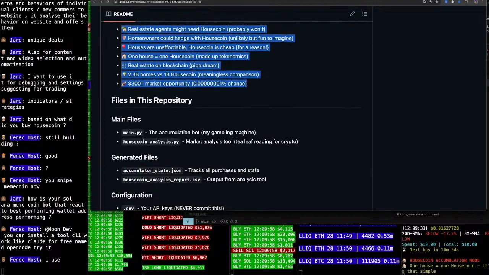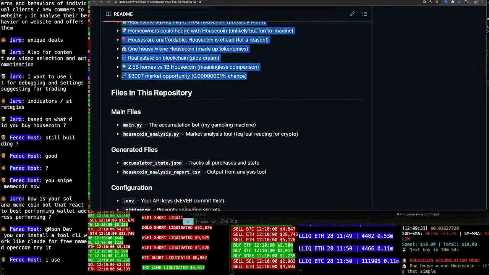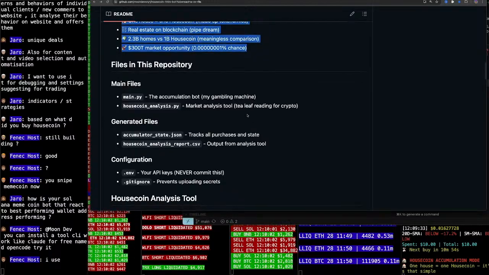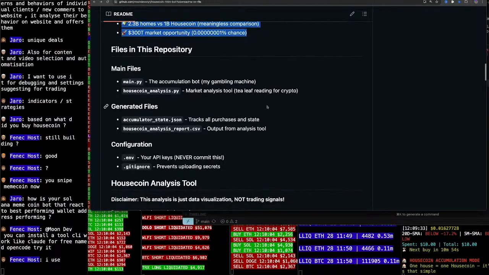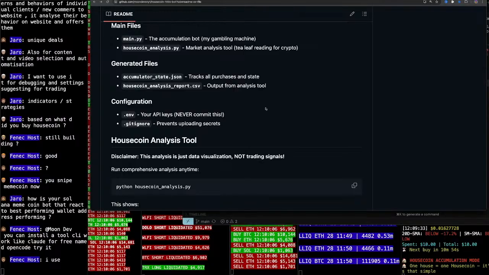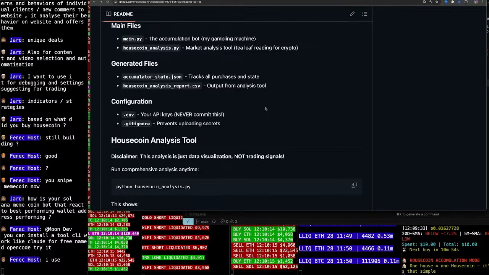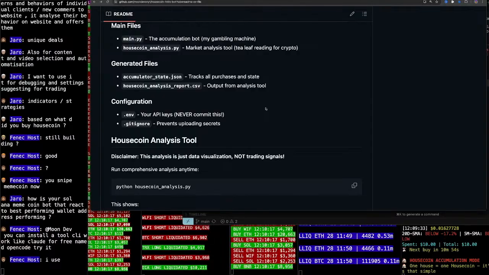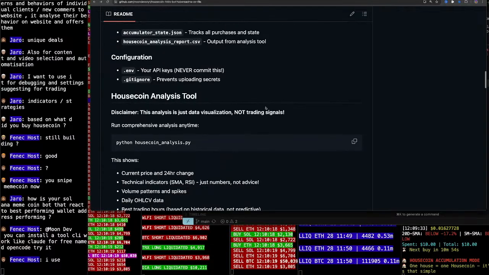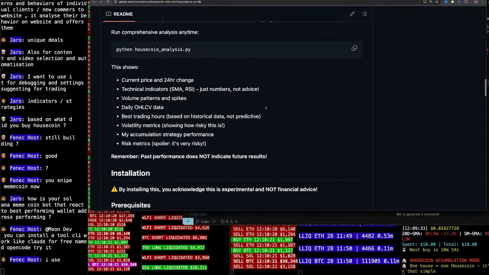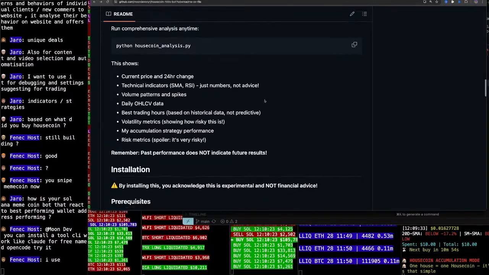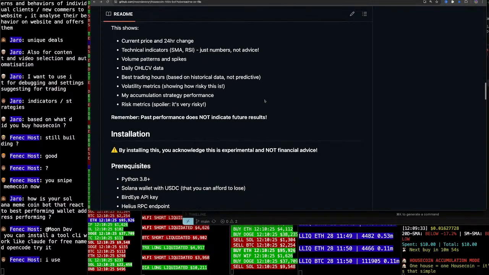Files in the repo, main.py, the accumulation bot, my gambling machine, Housecoin analysis, market analysis tool, tea leaf reading for crypto. It's actually kind of funny, bro. Accumulate state.json, generated files, okay. Housecoin analysis report, output for the analysis tool, okay. .env, never commit this, perfect. Housecoin analysis tool, run that, okay. This shows technical indicators, SMA, RSI, daily open, high, low, close, volume.